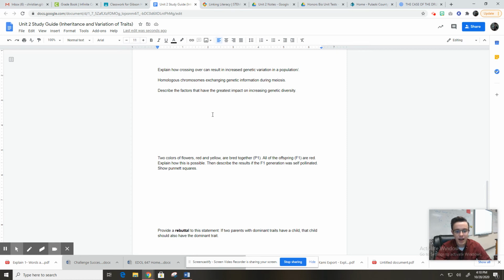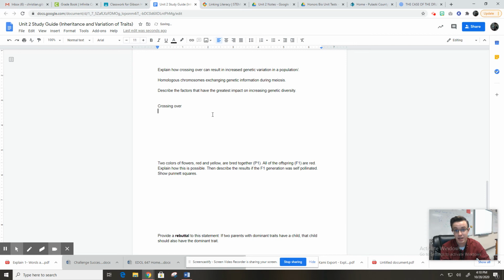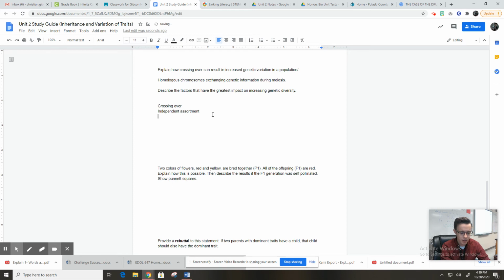It says, describe the factors that have the highest impact on increasing genetic diversity. There are 3. Crossing over, we've heard that like 3 times now, is one of them. Independent assortment, those are the biggest ones. There's another one, but it's rare, but it does add to genetic diversity, and that is mutations. So you've got crossing over, the random exchanging of genetic information during meiosis, independent assortment, the randomness for how those chromosomes get separated out into those sex cells, so it's random which ones you're going to inherit, and then mutations, the random changing of DNA through some kind of miscoding or something like that.